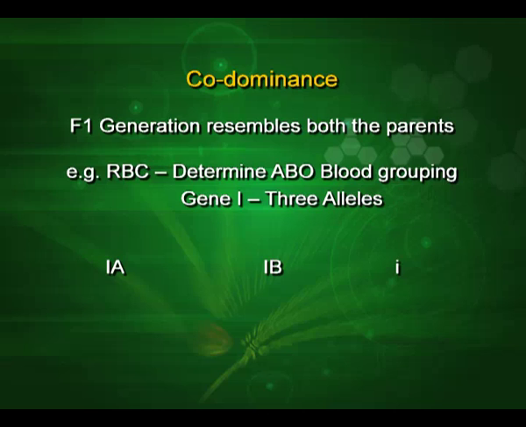It may be A and i, then blood group is A. It can be B and i, then blood group is B. It can be AB, then blood group is AB. It can be ii, then blood group will be O. That means this is codominance. Both the characters are present and whatever is present is showing.